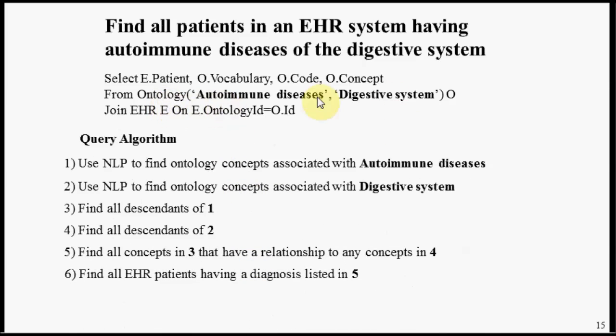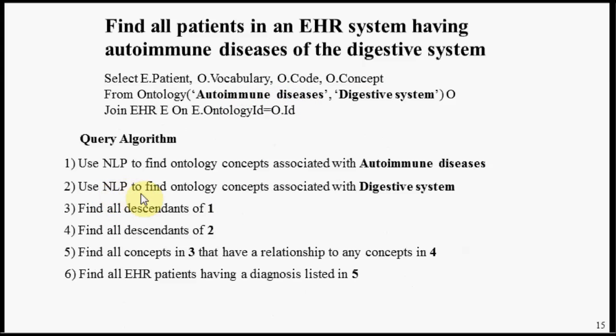This function takes two parameters, and the first step in this algorithm is to use natural language processing to find all ontology concepts associated with autoimmune diseases. I should mention that we're using the SNOMED ontology I mentioned earlier, which has approximately 400,000 vocabulary terms associated with the healthcare field. So what we're trying to find are those SNOMED vocabulary terms closely associated with autoimmune disease.